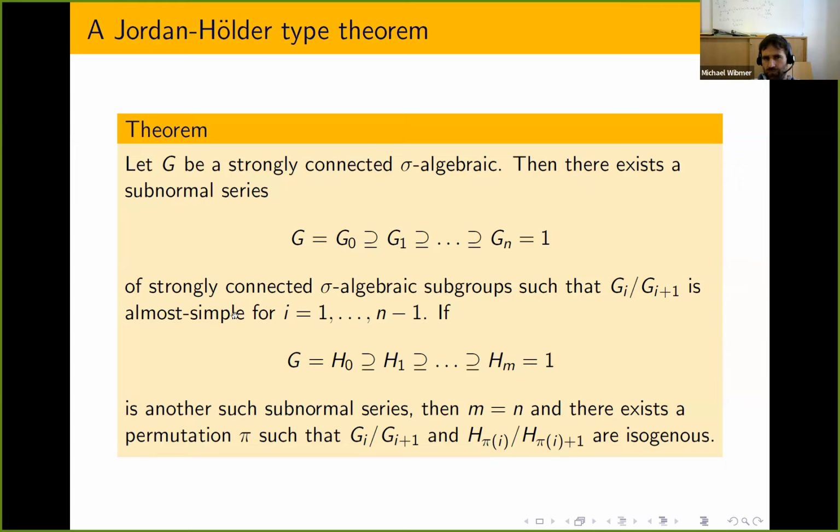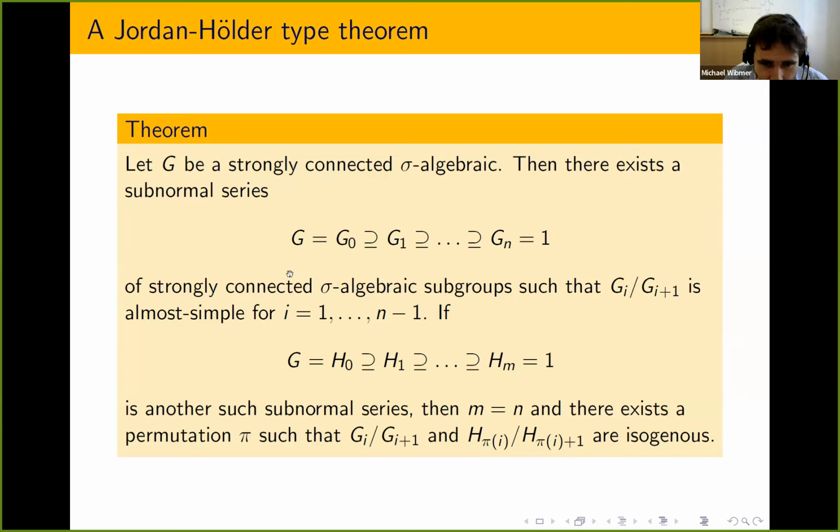And so there exists such a decomposition. So in this sense, any strongly connected difference algebraic group can be built up from almost simple difference algebraic groups. And in fact, there is a notion of a strong identity component, which I don't want to get into. So when you have a completely arbitrary difference algebraic group, you can look at its strong identity component, and then at least you can decompose the strong identity component in this way. So this theorem applies fairly generally. You can always build up strongly connected difference algebraic groups from those almost simple difference algebraic groups.